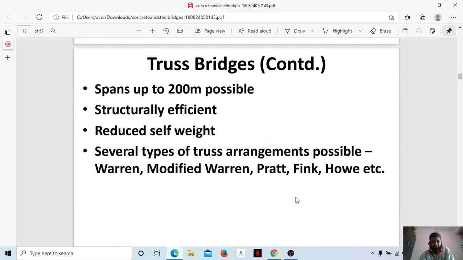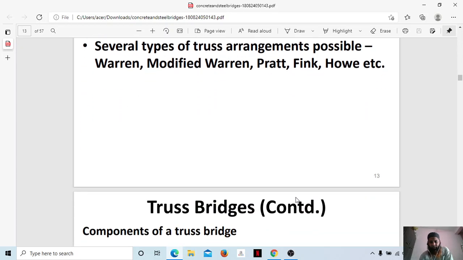Truss bridges, you can see, can be used for spans up to 200 meters. It is possible, 200 meters. It is structurally very efficient also. Reduced self weight. It doesn't have a lot of self weight, thereby reducing the weight coming onto the bottom substructure. Several types of truss arrangements possible are modified Warren, Warren, Pratt, Fink, Howe. So normally these types of truss bridges are used.